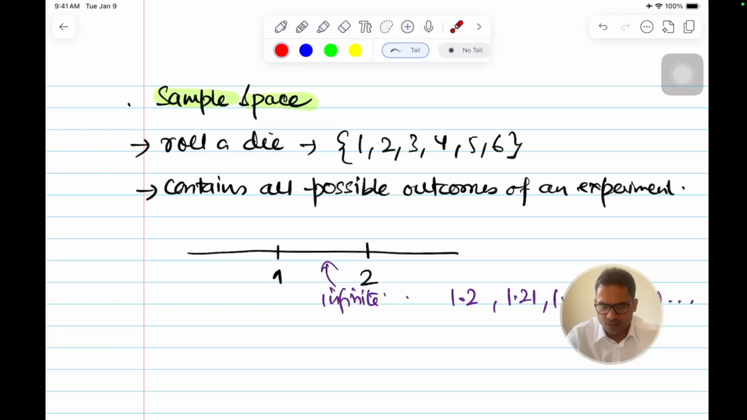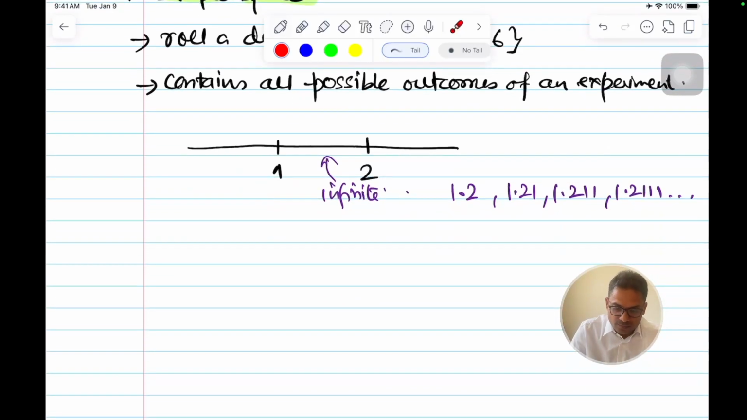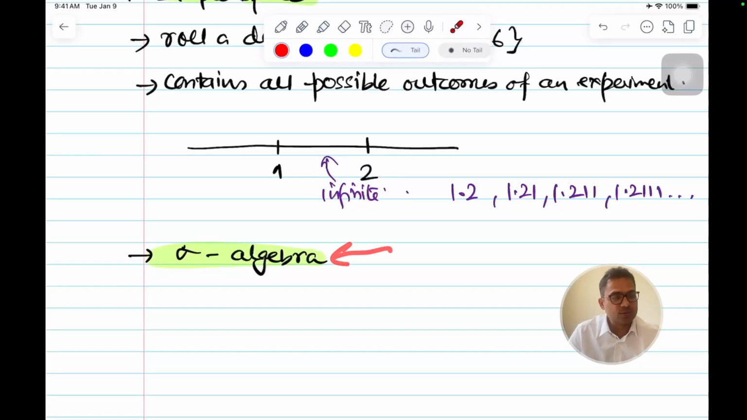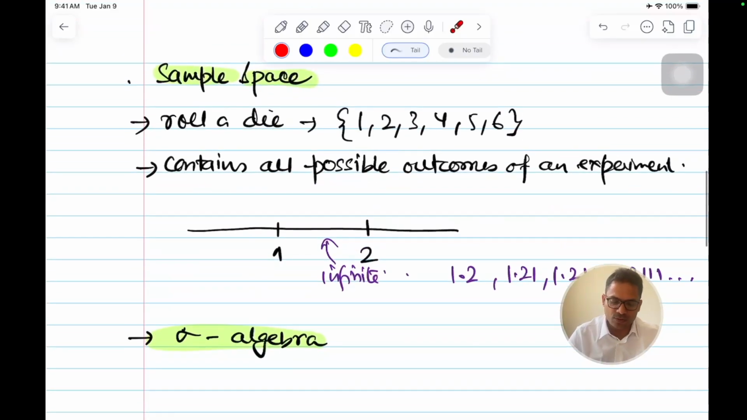There is something more advanced that I'll just mention here, and the lecture notes will have the details of that. You should know that this sample space should follow the rules of sigma algebra. It's just good to know, some advanced stuff. I'll not dive deep into this. I'll write it in the notes and share it with you. So don't worry, but you should just know that this sample space should follow the rules of sigma algebra. Okay, so this is about sample space.